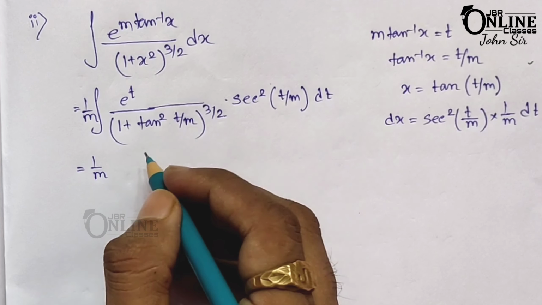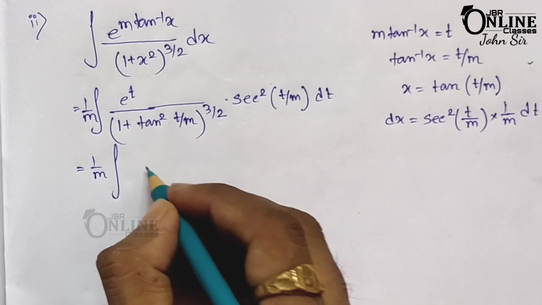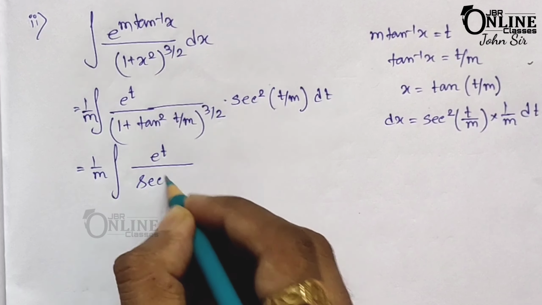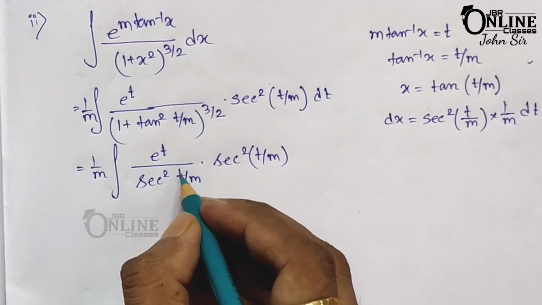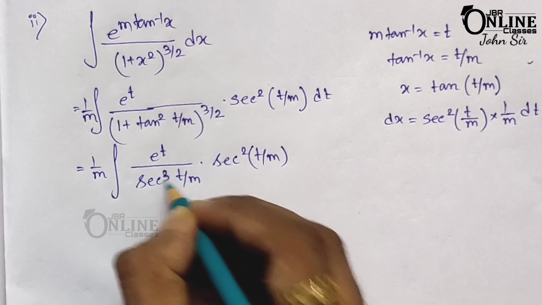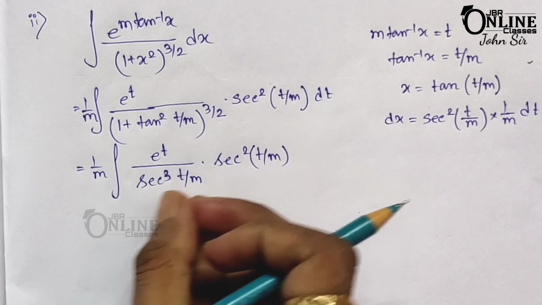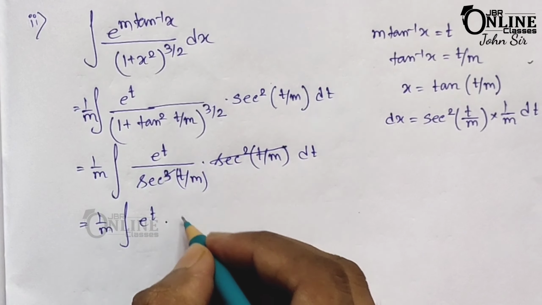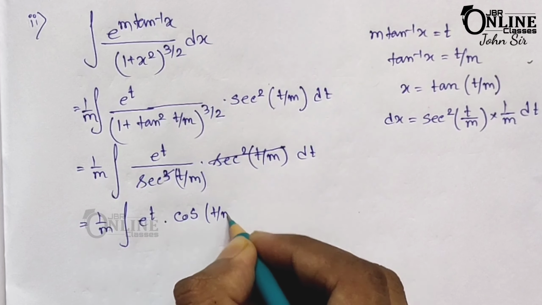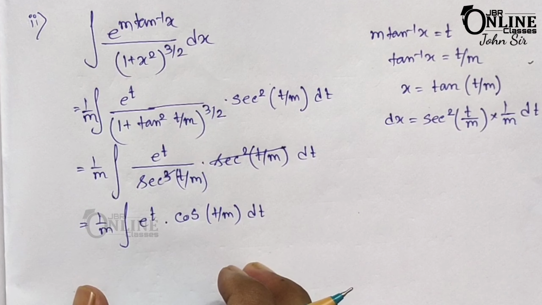So then 1 by m. Now as here 1 plus tan square, you know that 1 plus tan square means it will be again sec square. So sec square t by m, and here also sec square t by m, but here 3 by 2, so it will be only 3. So 2 cancel out, then only 3, that means sec cube t by m. So now sec square t by m cancel out with this one, so here only 1 by m integration e to the power t by sec t by m. Now sec t by m means 1 by sec, that means cos t by m dt. Okay, cos t by m dt.